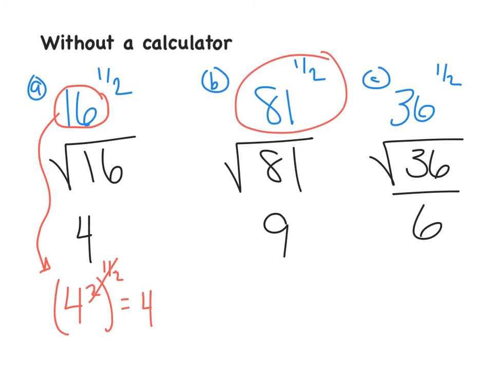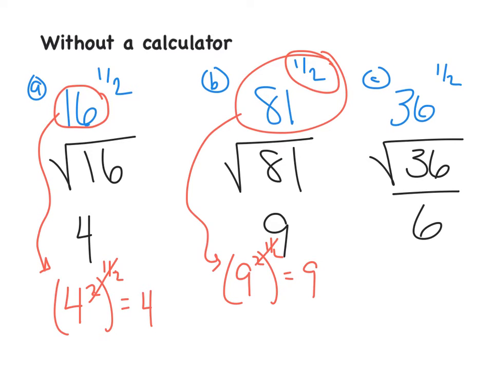Try it with 81 to the 1/2. How could you rewrite 81? Well, that's really 9 squared to the 1/2. Okay, because I'm leaving that 1/2. Those cancel, they make a 1, and I get 9, which again was the same thing I got there. 36 to the 1/2 is really 6 squared to the 1/2. Again, I'm just replacing 36 with 6 squared. 2 times 1/2 is 1, and I just get 6.